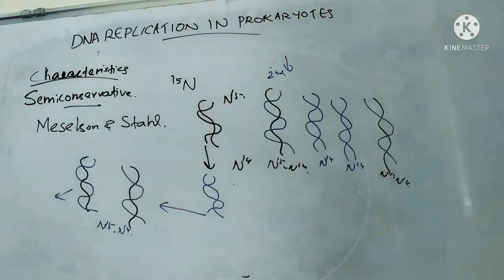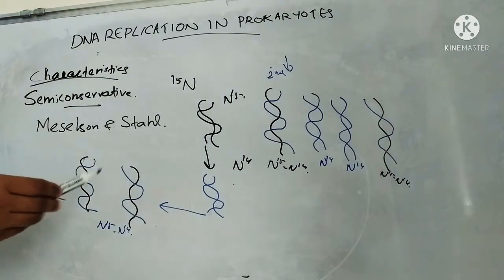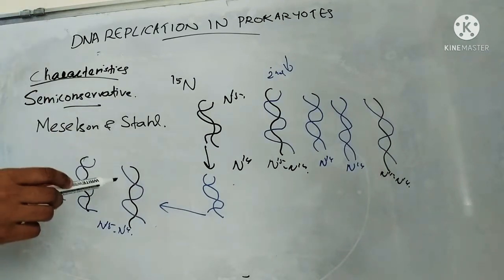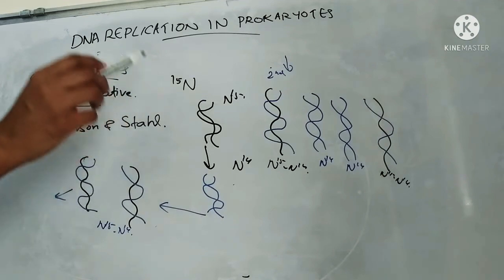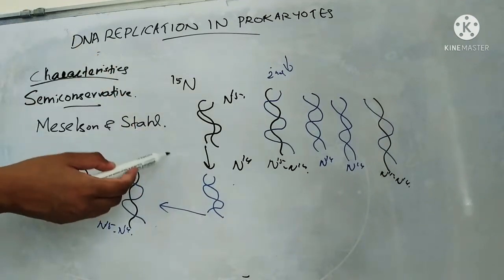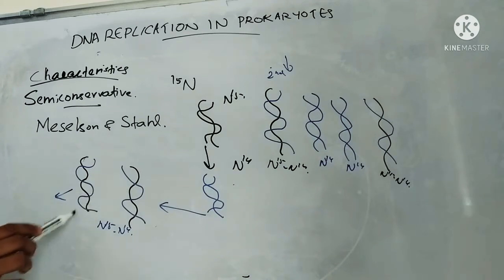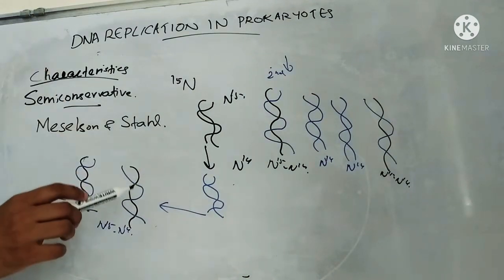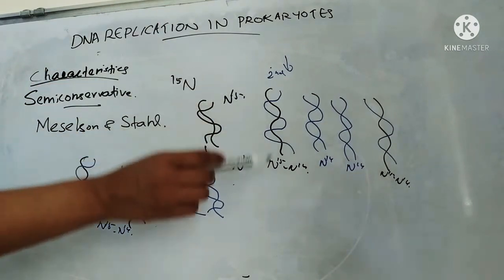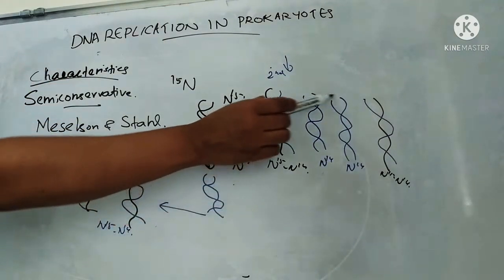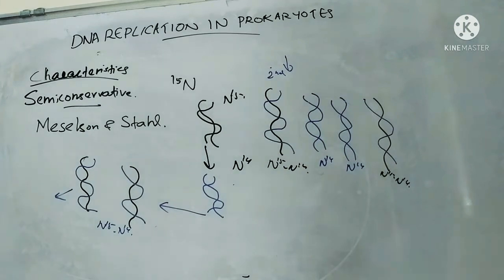So this is the Meselson and Stahl experiment. Bacteria were grown in a medium containing the heavy isotope N15, then allowed to divide in a medium containing N14. In the first generation, all DNA molecules were half labeled N15, N14. In the second generation, equal numbers of half labeled and completely labeled molecules were present. That is the first feature, semi-conservative.